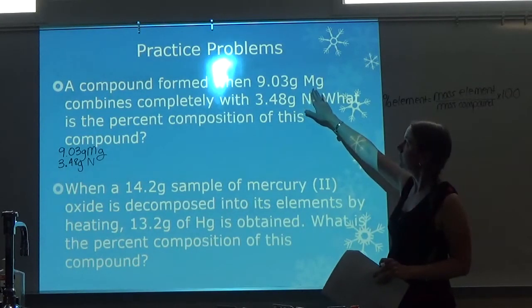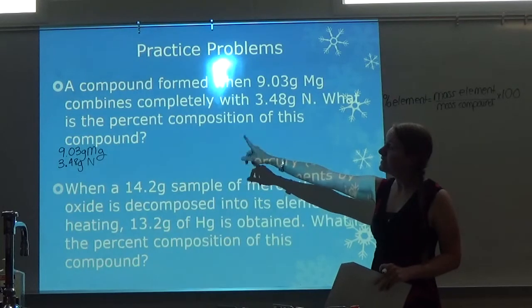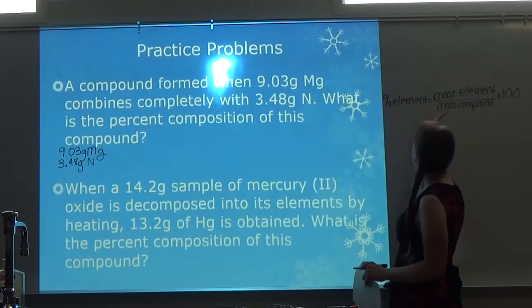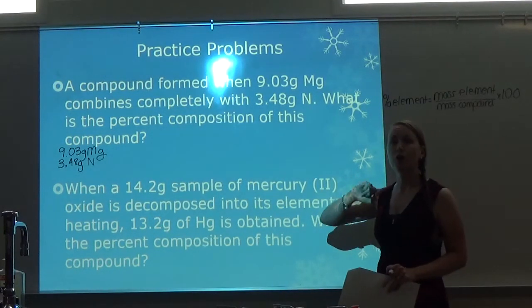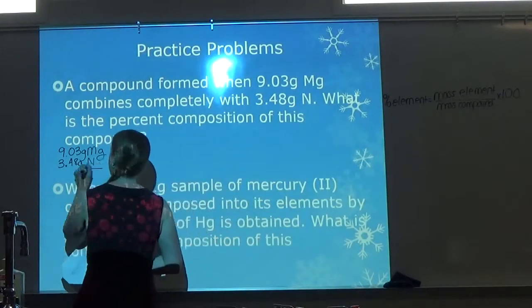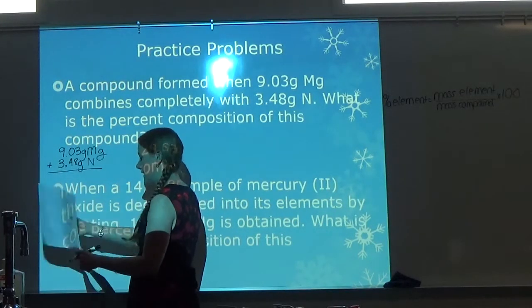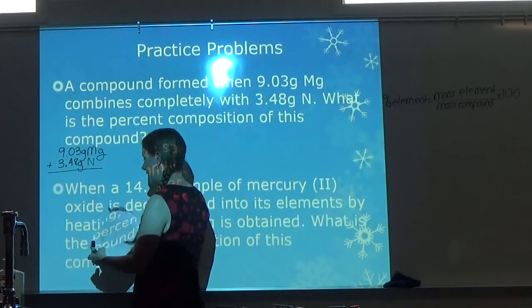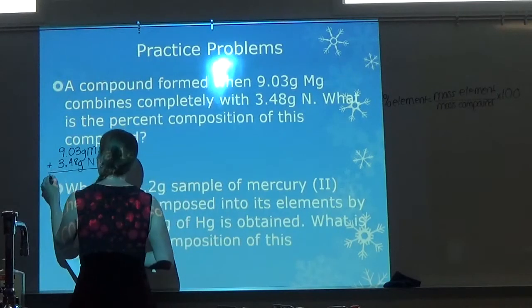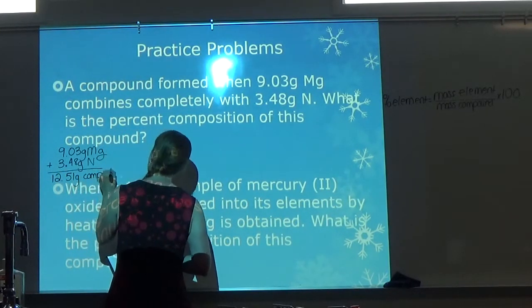Okay, so we have a compound that was formed with just magnesium and nitrogen. We know how much magnesium, we know how much nitrogen, and the problem is we don't know the mass of the whole compound. Well, if you have both elements, you just add them together to get the compound. So I can add these two numbers together, and once I do that, I get 12.51 grams of the whole compound.